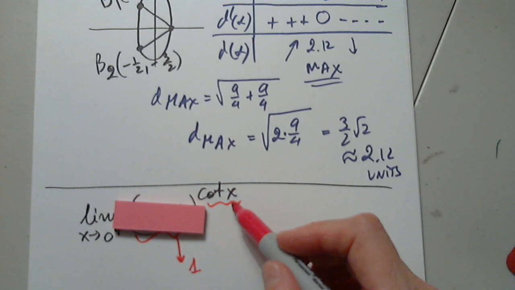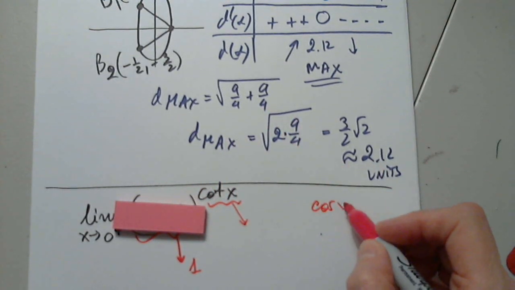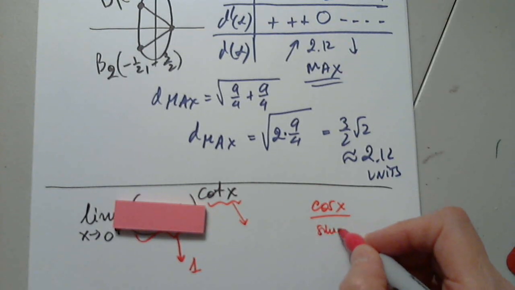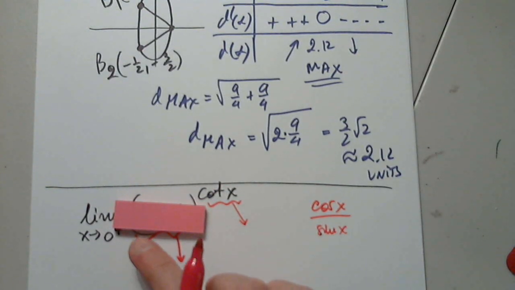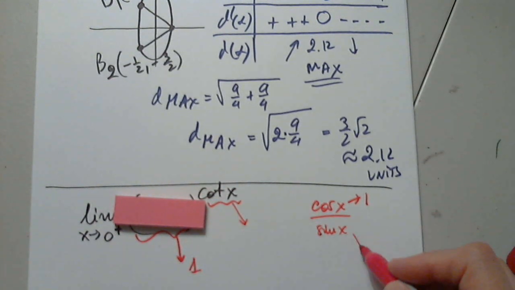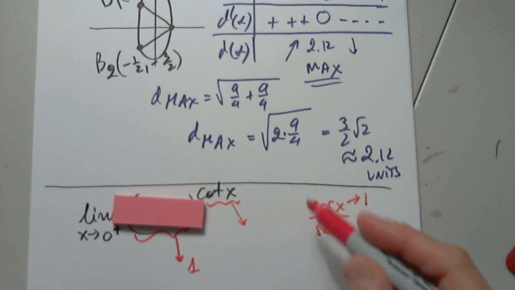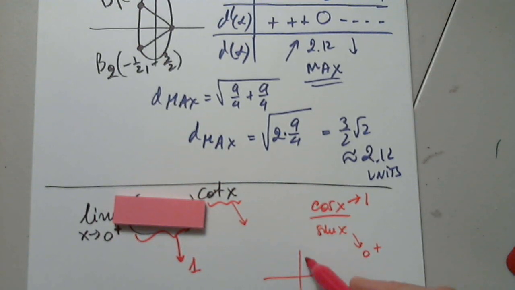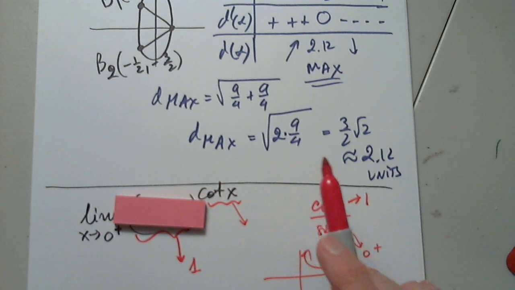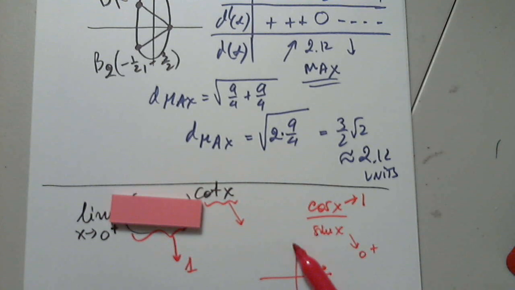When x approaches 0, remember cotangent is cosine x over sine x. So there is a problem, because cosine approaches 1 and the denominator approaches 0 from the right. So this is like 1 over x, so it goes to infinity. As x approaches 0 from the right, 1 over 0 approaches infinity.